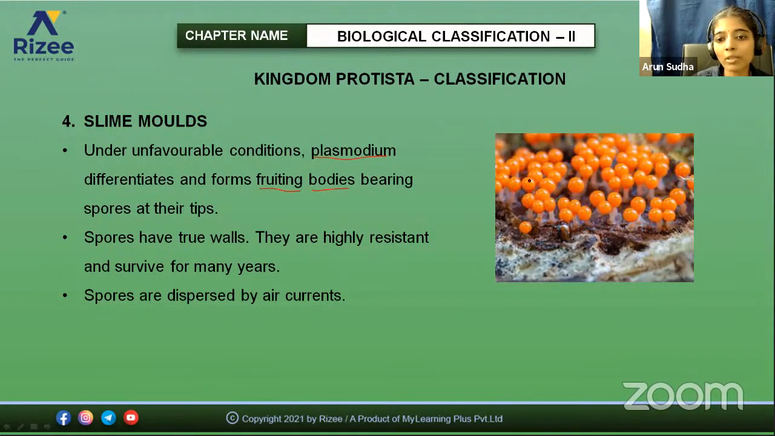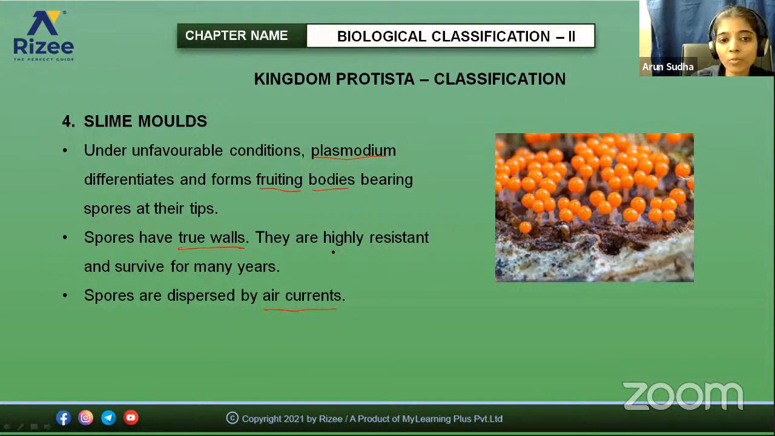So these are the spores. Initially there will be a formation of the plasmodium. The plasmodium differentiates and forms spores. The spore formation is similar to that of fungi, and they have true walls. Generally we know that spores are dormant and resistant to chemicals, and they can survive for many years. These spores survive for many years and are dispersed by air currents.